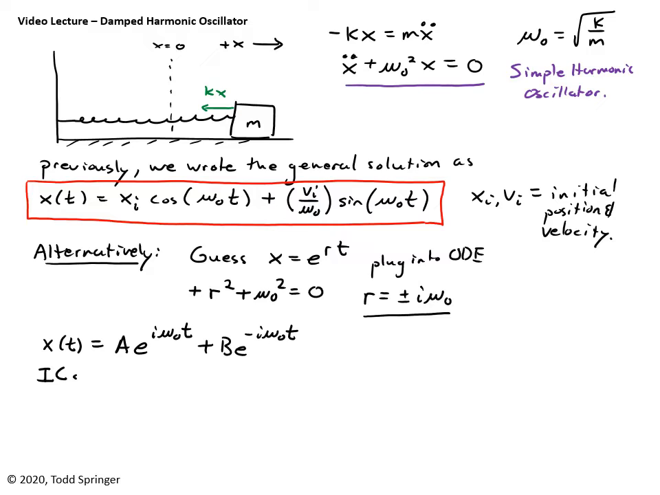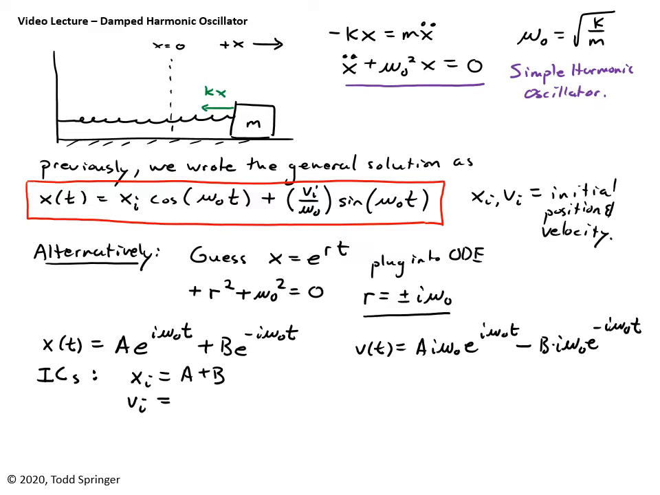IC is initial conditions. So we'll take xi: plugging in t equals 0, I get a plus b. And then maybe I should take the derivative. So v of t is the derivative of x. So that's going to be a times i omega 0 e to the i omega 0 t minus b times i omega 0 e to the minus i omega 0 t. And then I can plug in t equals 0 into that equation. I get vi is equal to a times i omega 0 minus b times i omega 0. Okay, that's a system of equations you can solve for a and b.